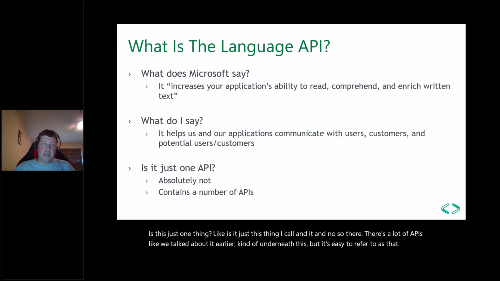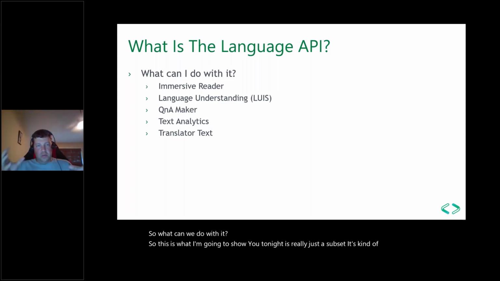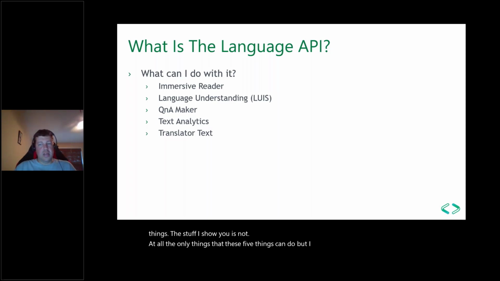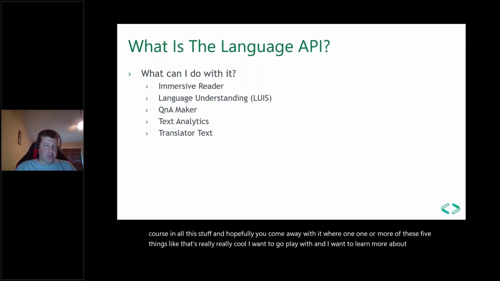So what can we do with it? What I'm going to show you tonight is really just a subset. It's kind of introducing you to, at least currently, what each component of it is. So if you go to the main marketing site for the Cognitive Services language API, you're going to see headings for these 5 things. The stuff I show you is not at all the only things that these 5 things can do, but I intend this talk to be kind of a crash course in all this stuff, and hopefully you come away with one or more of these 5 things where you're like, oh, that's really, really cool. I want to go play with that, and I want to learn more about that and see how I can build it into stuff.